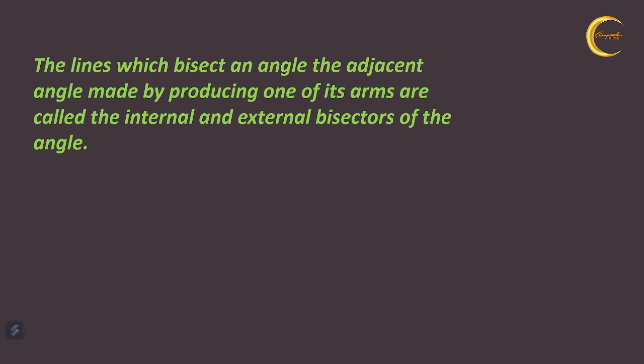The lines which bisect an angle and the adjacent angle made by producing one of its arms are called the internal and external bisectors of the angle. Actually, we should know this term to solve other problems. So here, if this AOB is an internal angle, this should be the external angle. And this is OY, and OX is the bisector.